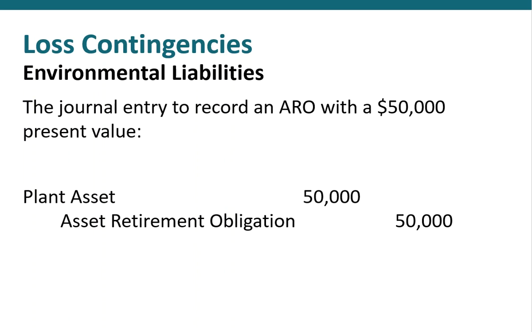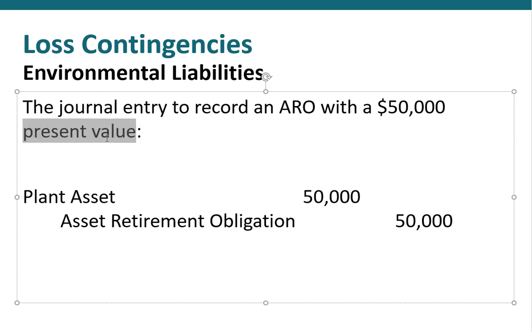And our asset retirement obligation, we're going to need to accrue interest on that since we recorded it at its present value. So that's less than the amount we're going to pay in the future. And we've calculated that present value using some sort of discount rate. And so over time, we're going to record interest expense. And we're going to increase that asset retirement obligation.